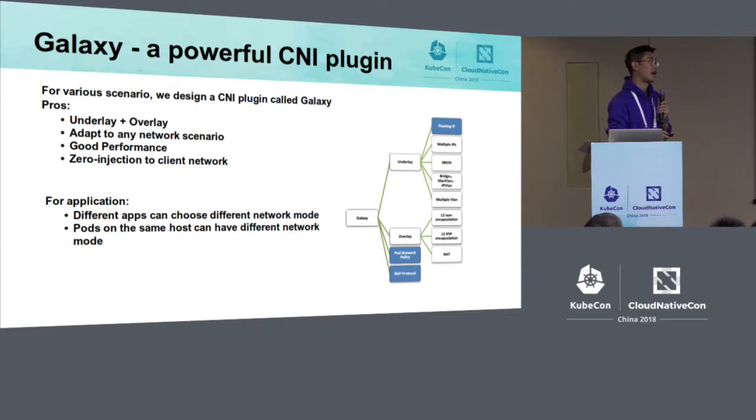Once you have chosen the Galaxy plugin, you can choose the appropriate network mode according to your needs. For example, if you are quite sensitive to latency, then you can use the underlay network. If you are not sensitive to latency, then you can choose overlay solutions. Or different apps can choose different network modes, and pods on the same host will not affect each other, no matter whether you choose the underlay or overlay solution.